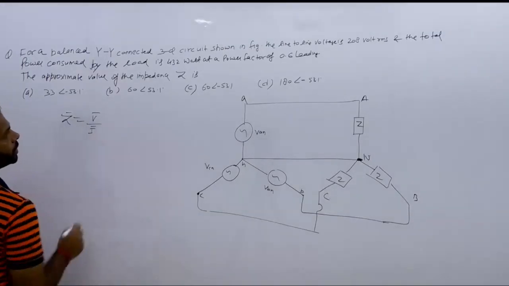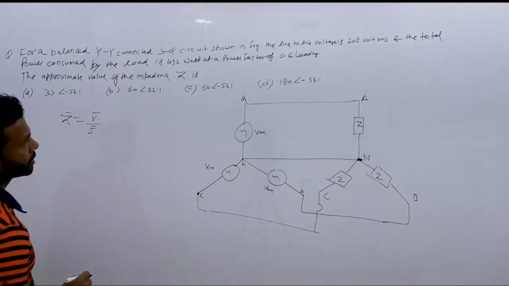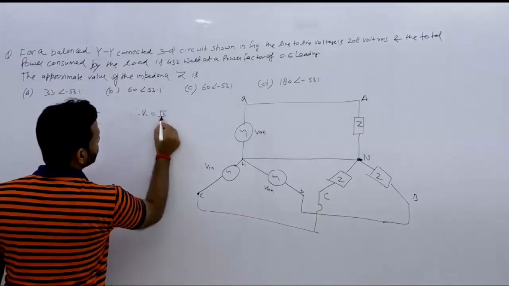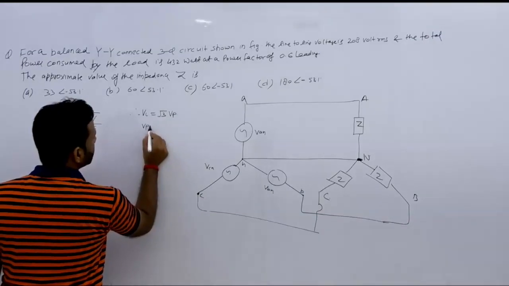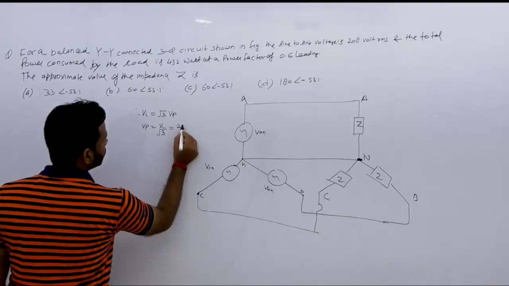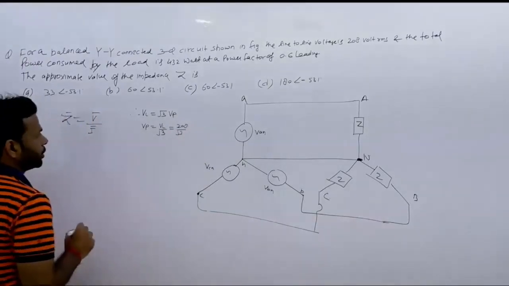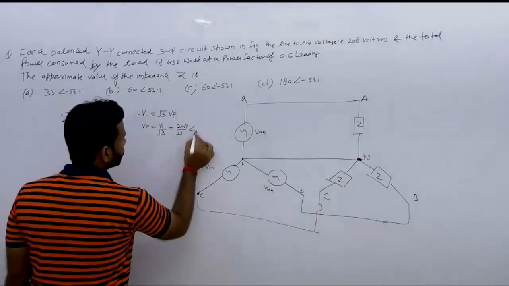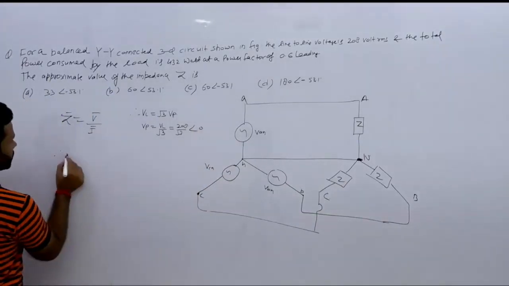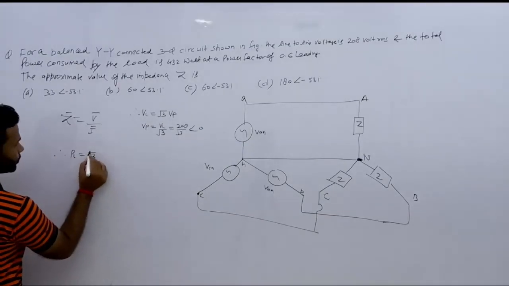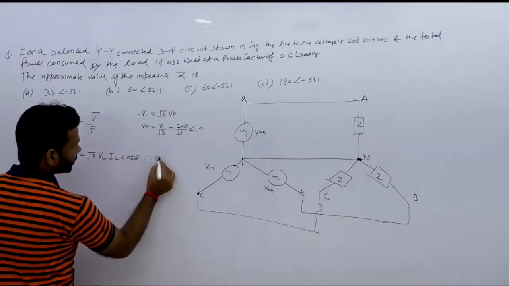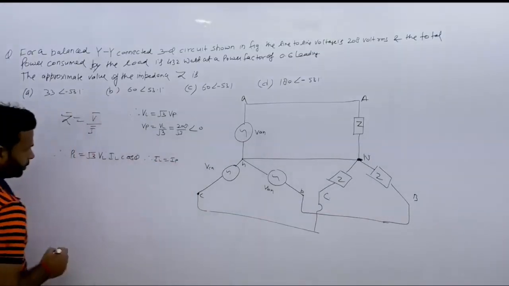Where is the voltage? It is 208 line to line RMS. In a star connection, VL is equal to root 3 VP, so VP is VL upon root 3, which is 208 upon root 3. This is your voltage, and it is at angle 0 degrees because it is the reference phase voltage. Similarly, for the three phase system, PL is equal to root 3 VL IL cos phi, and for the star connection, IL is equal to IP.